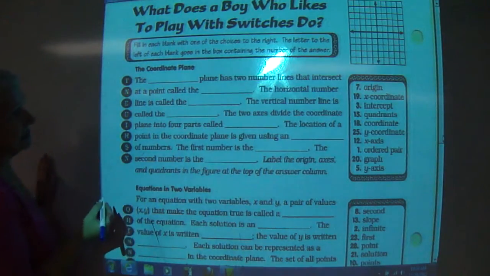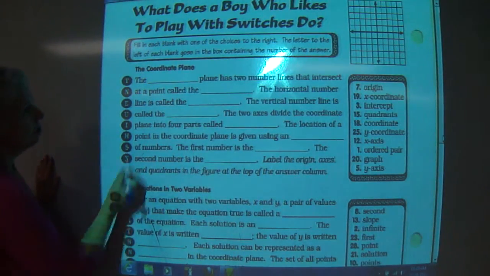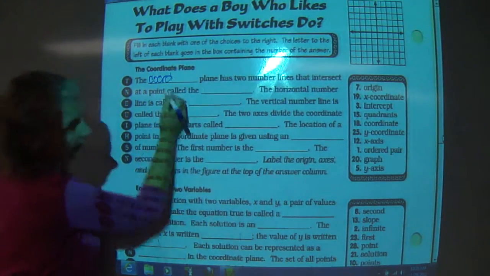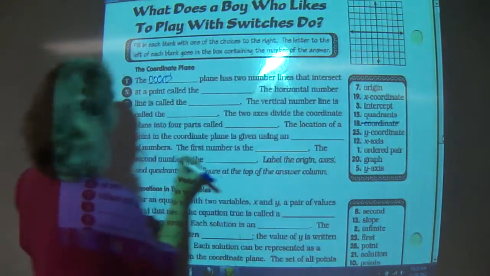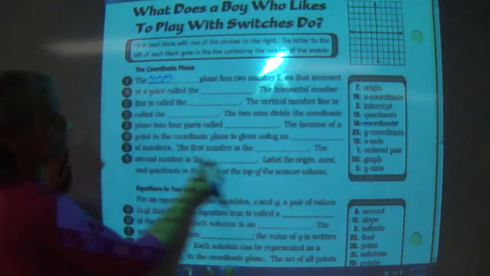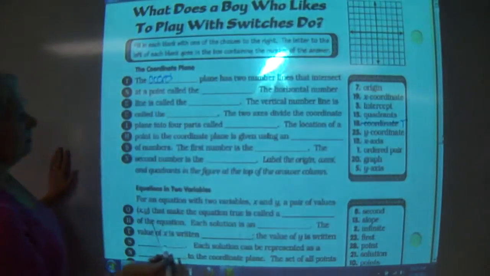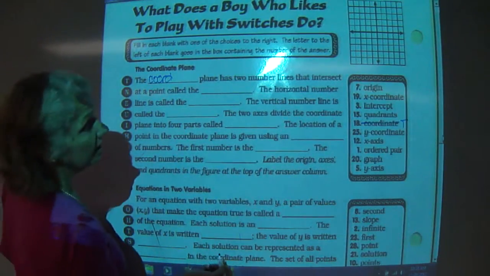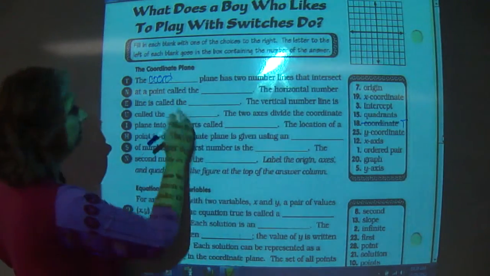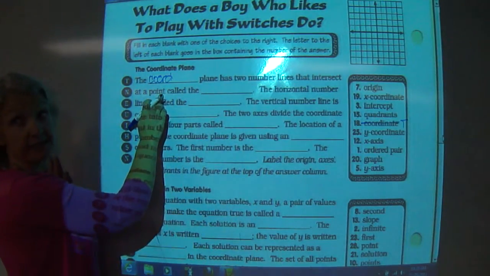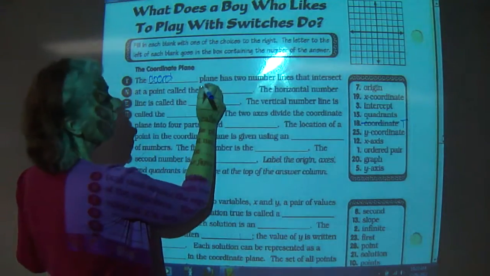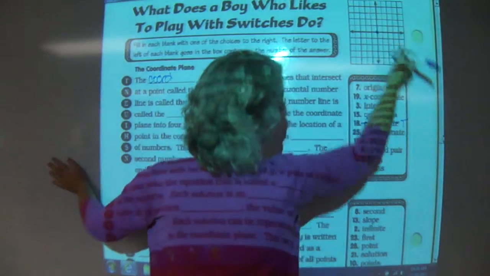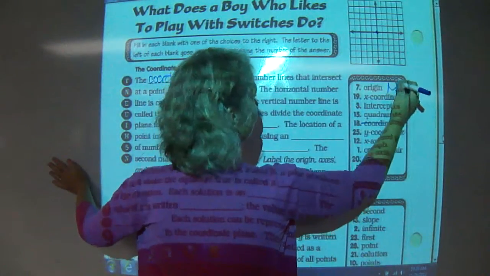What plane has two number lines? Coordinate. And that one's here, 18, coordinate. So the letter T, here. It has two number lines that intersect at a point called the origin. Remember, this is called the origin, and that's the letter N.